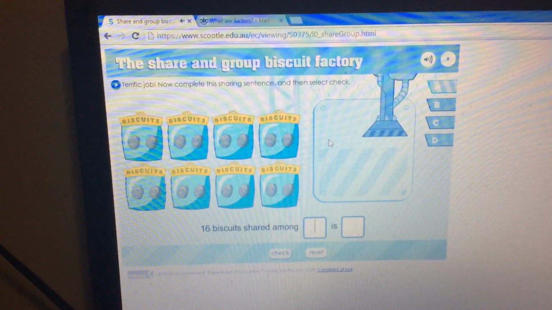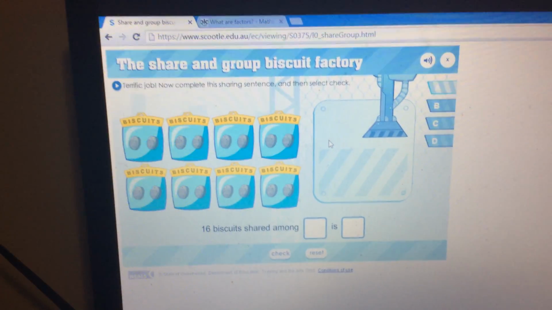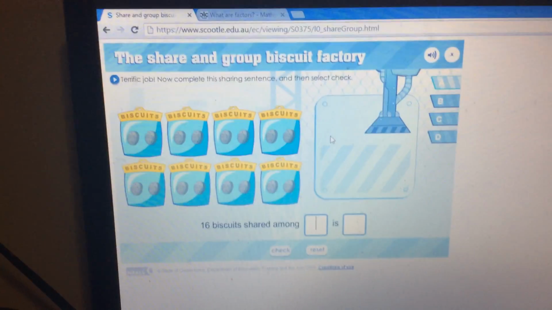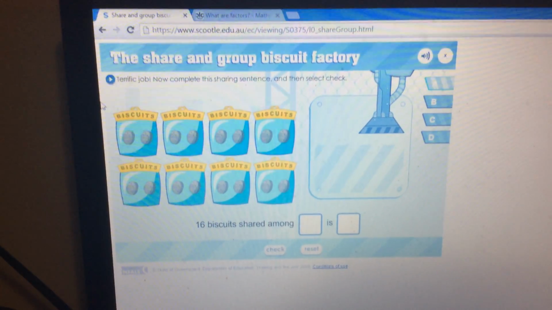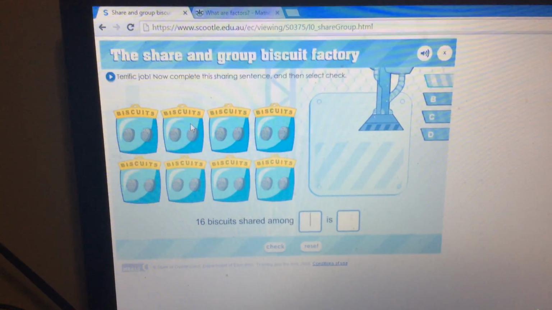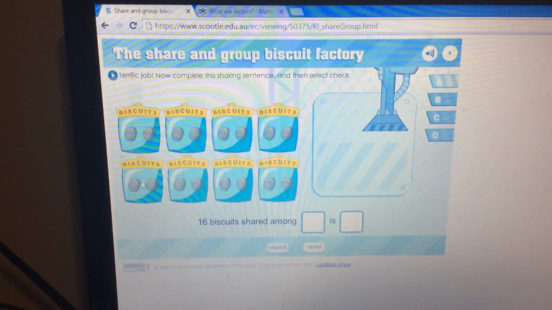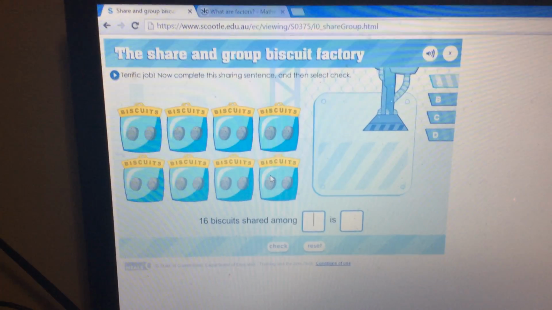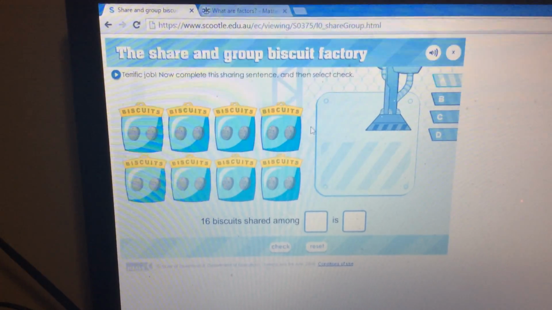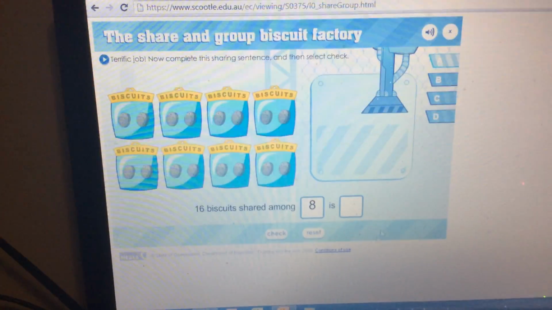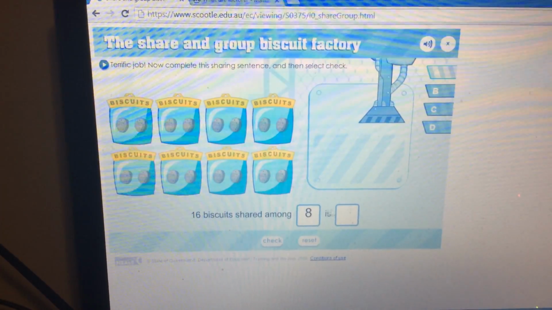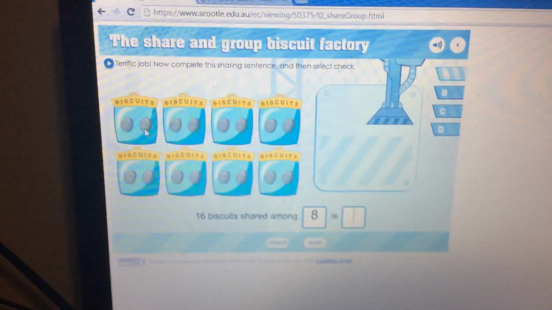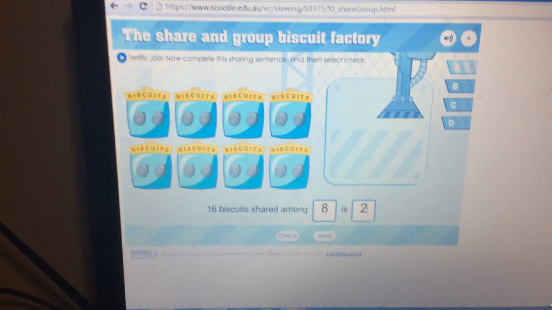So this has gone straight into mathematical language because they're wanting us to write the numbers, but it still isn't using the symbols yet. So how many 16 biscuits is shared by 1, 2, 3, 4, 5, 6, 7, 8. And we can use our double strategy if we count the top row. Double 4 is 8. So pop in 8. 8 is, and how many biscuits in each is 2. We'll check if that's right.